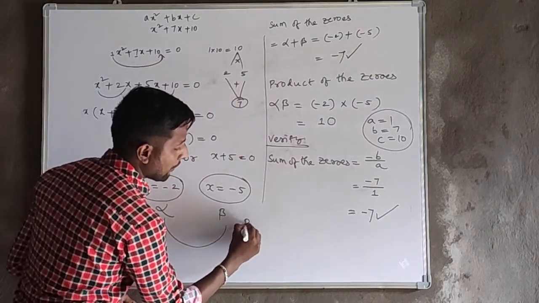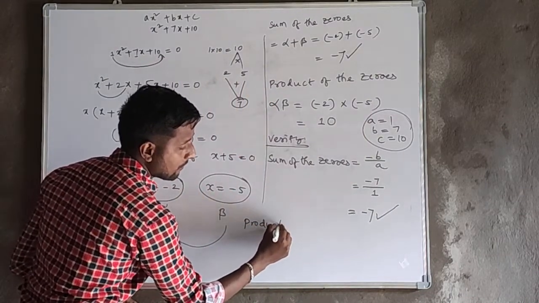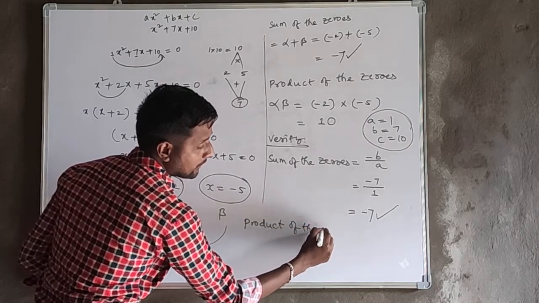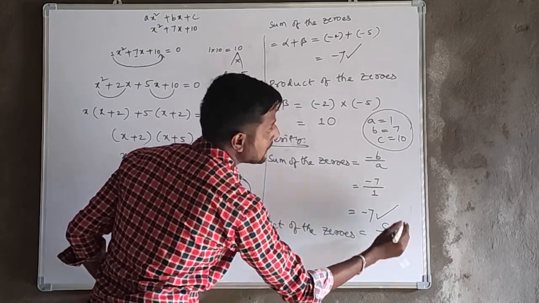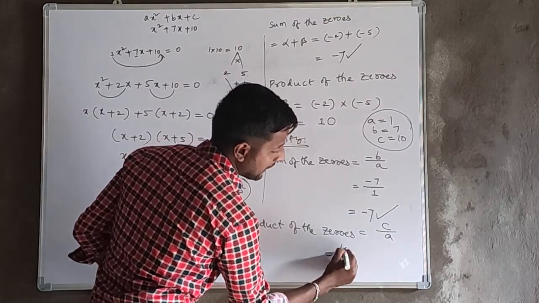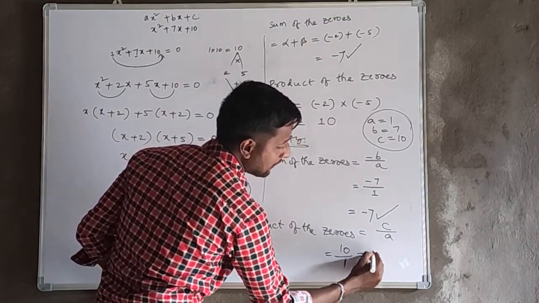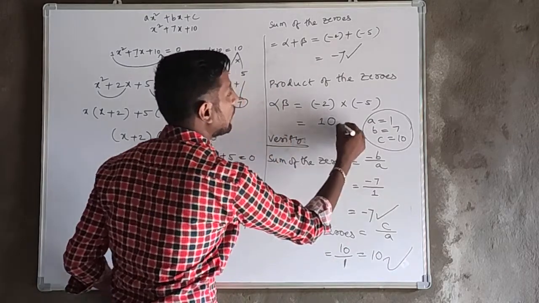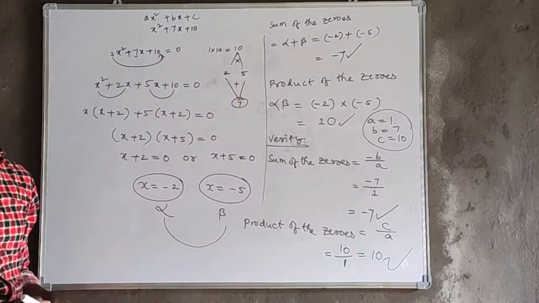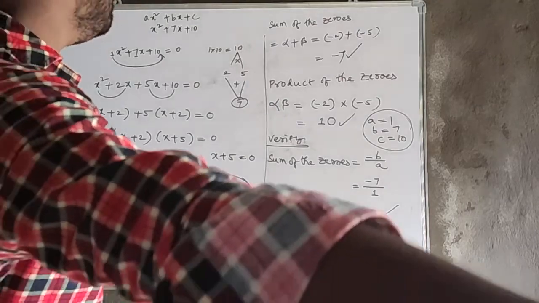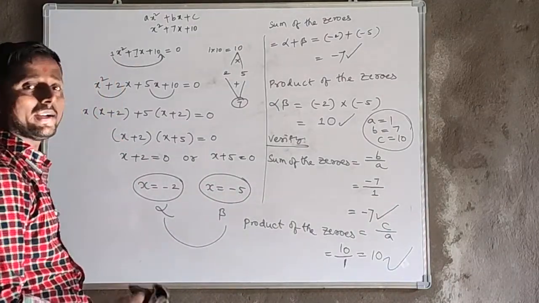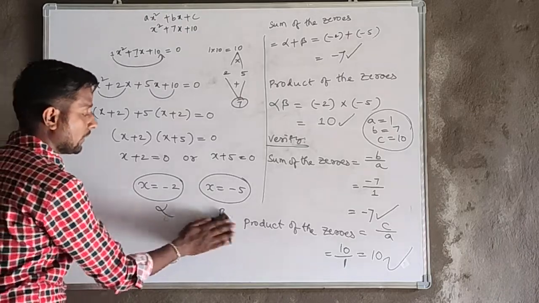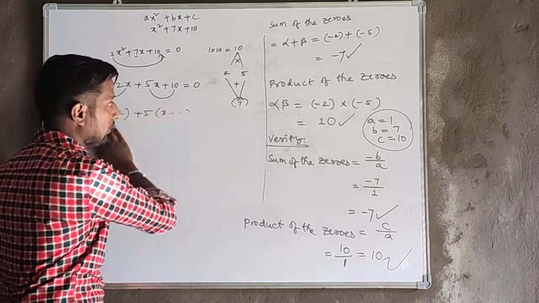Here also we got minus 7. Now the product of the zeros, formula c by a. The c value we know is 10. So 10 by a value 1. 10 by 1 is nothing but 10. Here we got 10, there also we got 10. Am I right? So here the relation is working between the zeros of the polynomial and the coefficients of the polynomial. We'll see one more example for better understanding.